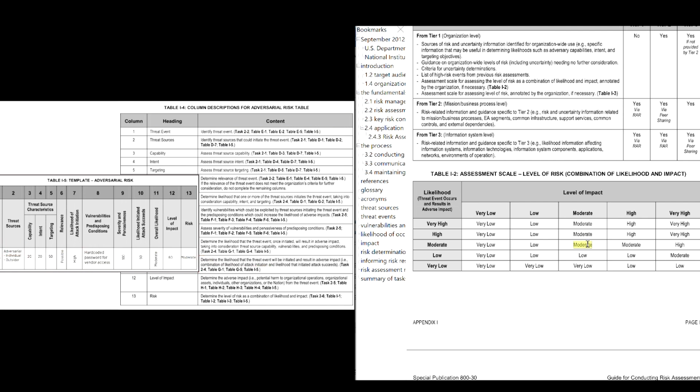And the final risk determination, let me emphasize again, is given by the risk framing component of the risk management approach. So maybe moderate likelihood and moderate impact could be high risk for other organizations, depending on their business process and specific mission. So this concludes that example.